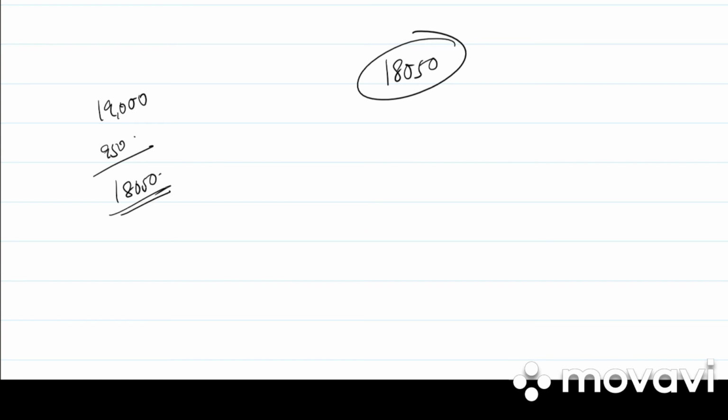How did I get 18,050? We sold to Ravi Shankar for 19,000 and he returned those goods for 950. So how much is remaining? 18,050 is remaining. So he has accepted a bill for 1 month, which is amount due from him. Clear?